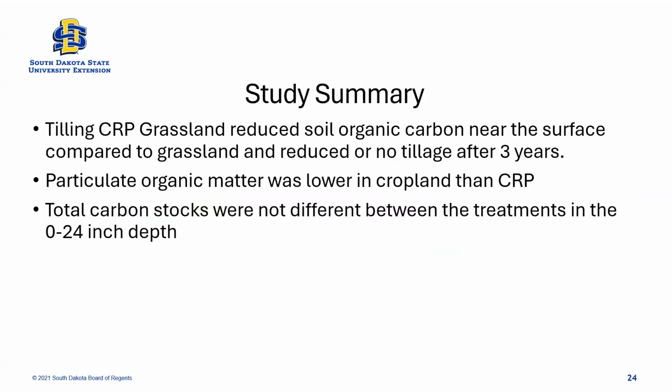And the summary is tilling the CRP grassland reduced soil organic carbon stock after 3 years compared to reduced tillage or the grassland. And that when you went to a rotation where there wasn't as much carbon returned, you reduced your particulate organic matter.